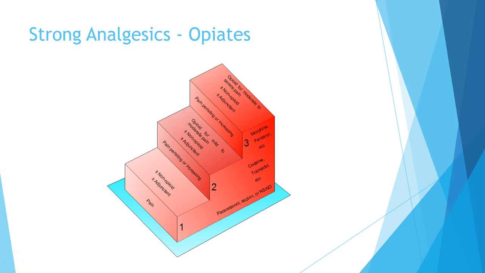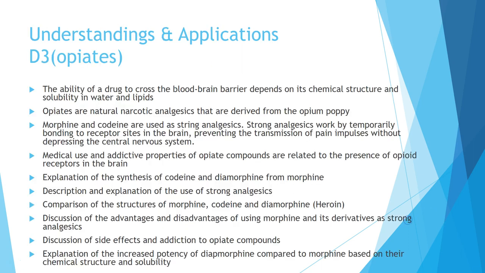Welcome back, and here we are again, this time back with analgesics, and we're talking about strong analgesics. Okay, so now we're starting to look at this level 2 and 3 in terms of drugs. So opioids for mild to moderate pain and opioids for moderate to severe pain. So let's get started.